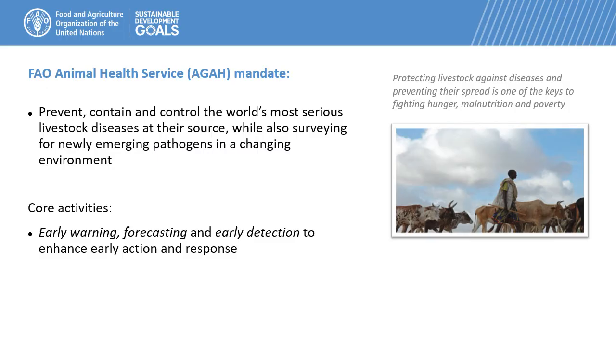Protecting livestock against diseases and preventing their spread is one of the keys to fighting hunger, malnutrition, and poverty. And the FAO animal health mandate is actually to prevent, contain, and control the world's most serious livestock diseases at their source, while also surveying for newly emerging pathogens in a changing environment. Among our core activities, there are also early warning, forecasting, and early detection to enhance early action and response.